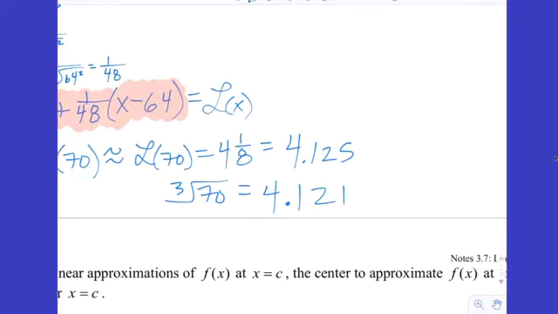So there you go. We knew our approximation was going to be a little bit too big. We just didn't realize it was going to be that close. We're only off by 4 thousandths. We were correct to 2 decimal places just by a little linear calculation. And that right there is the whole idea behind linearization.